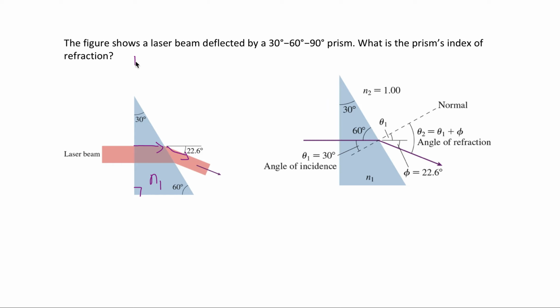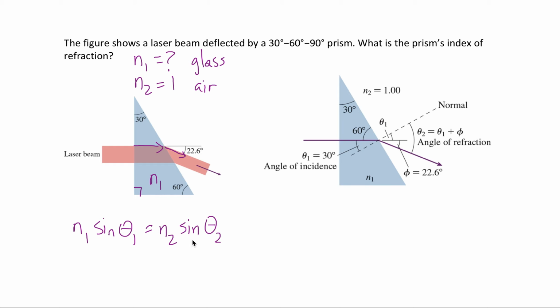N1 is what we're looking for, for the glass prism. And 2 is where the light is going to go into the second material. So as we see here, N2 is equal to 1, because air has an index of refraction of 1. And we are given this angle 22.6 degrees here that this ray makes with this horizontal line. For Snell's law, which I will write here, N1 sine of theta 1 equals N2 sine of theta 2.